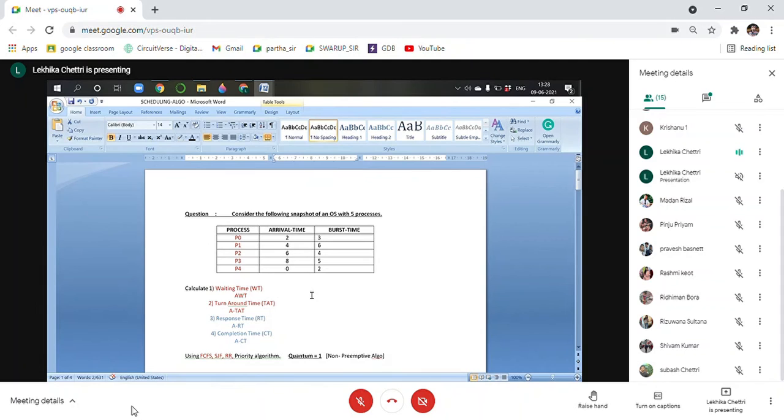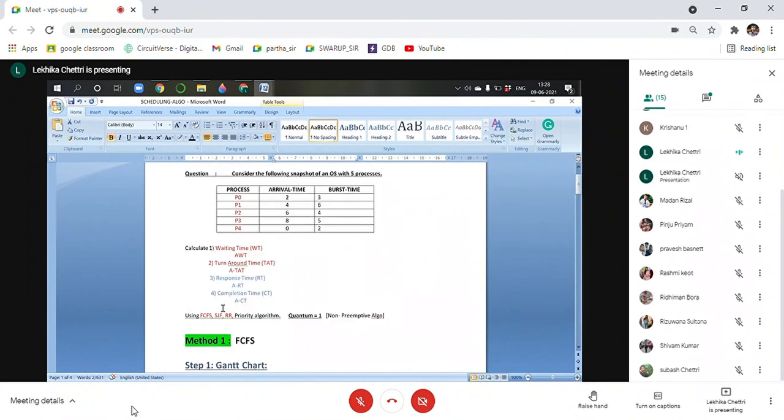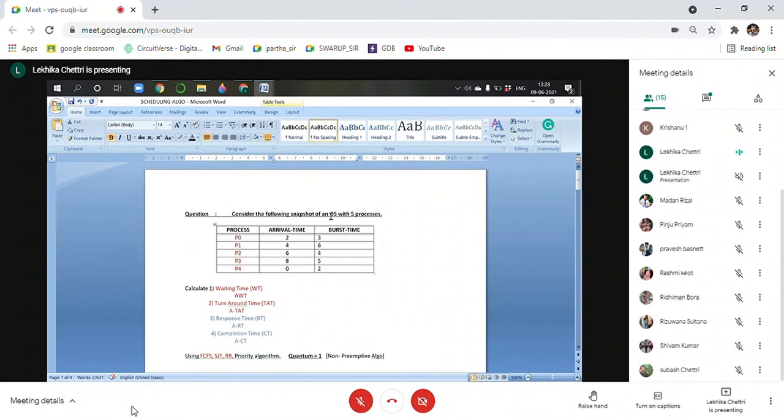Sometimes a short question for 3 marks just asks to calculate the Gantt chart. Sometimes a big question is simply written like this: consider the following snapshot of an OS with 5 processes. And one final question: calculate the optimum waiting time using all the algorithms.